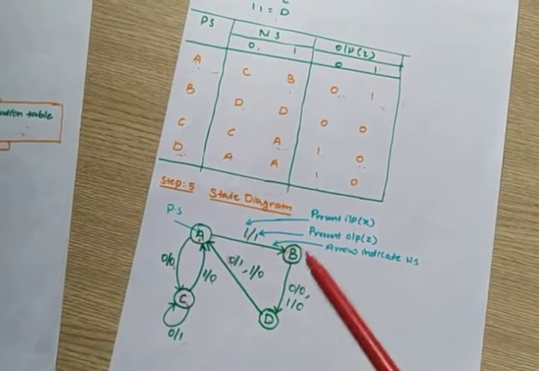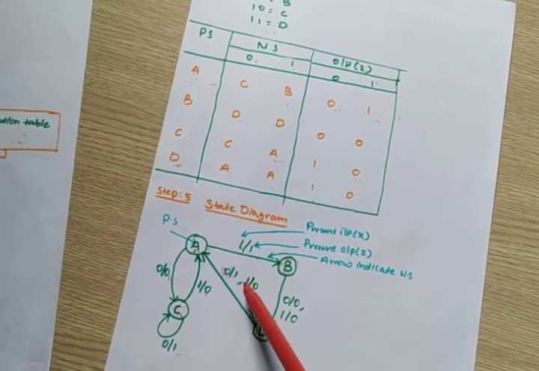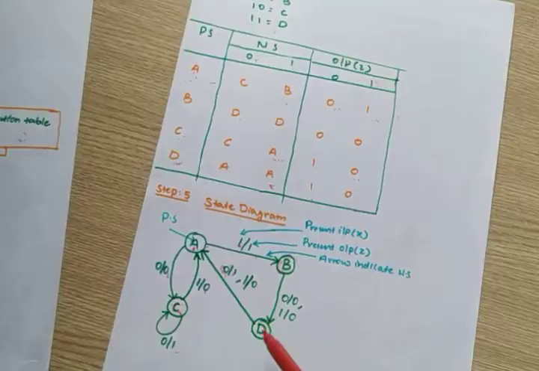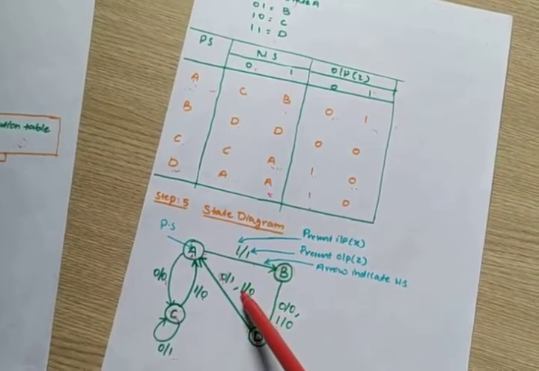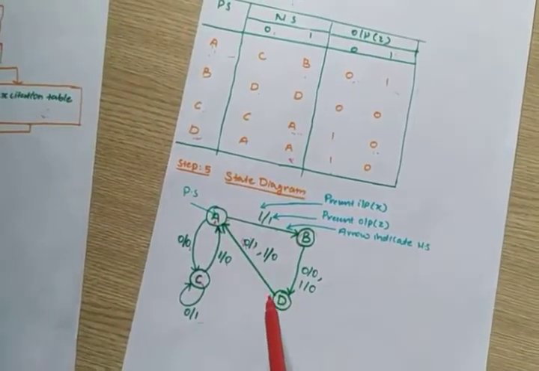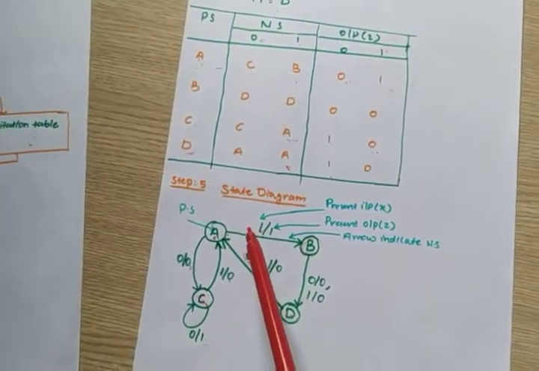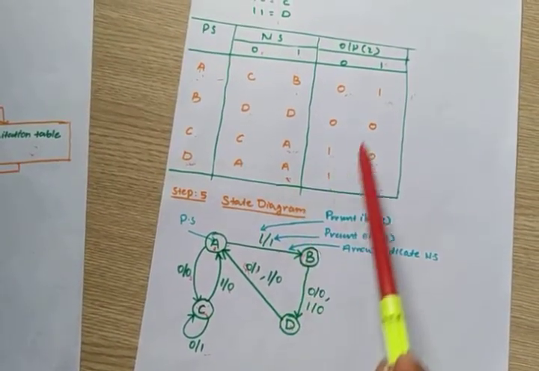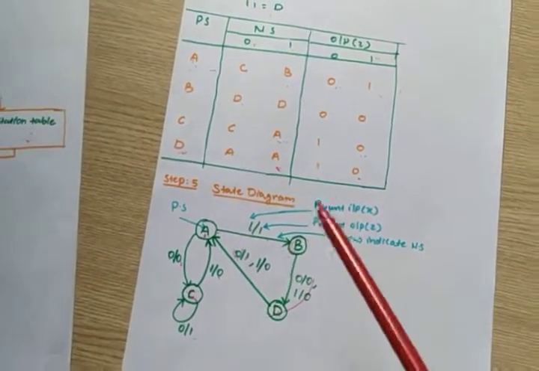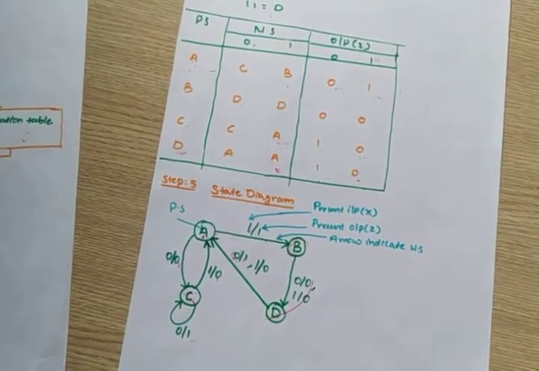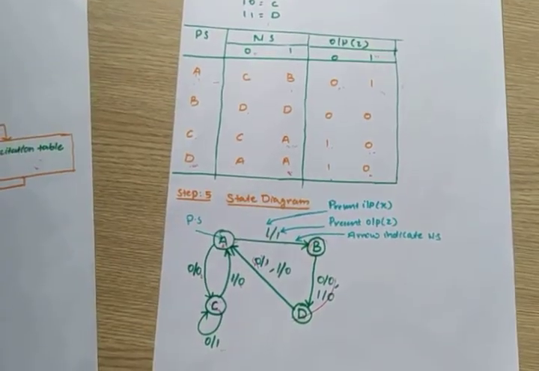Now state D 1 input, what is the next state? State D 1 input, at that time also A only. So after a comma you can write 1 bar 0. So for 1 input it will go to state A and output is 0. Like that you have to draw this state machine from the state table. Okay. And this is one of the most important areas in analyzing clocked synchronous sequential networks.